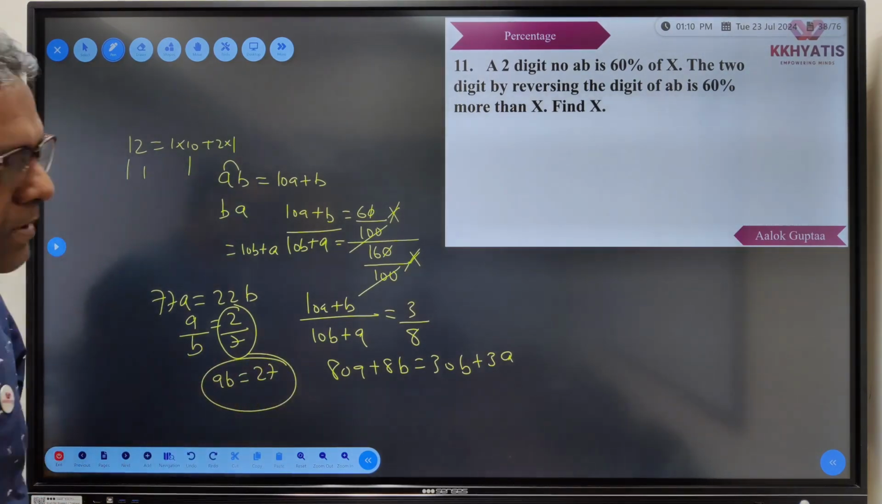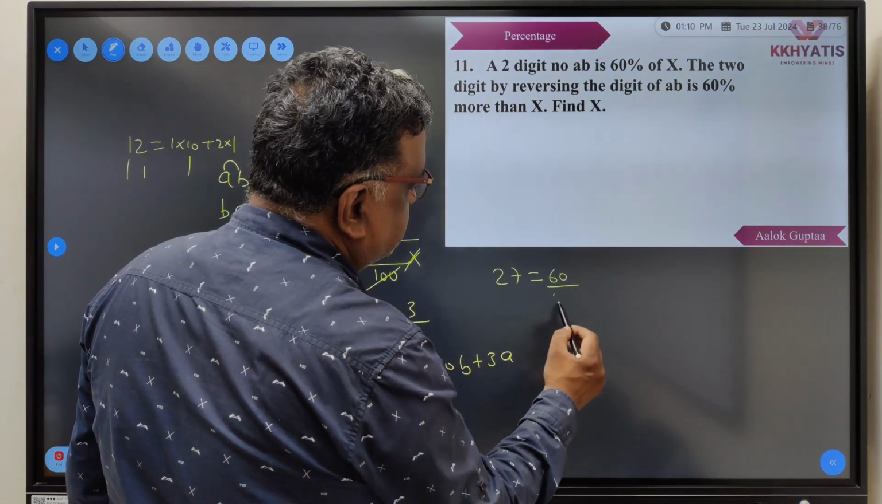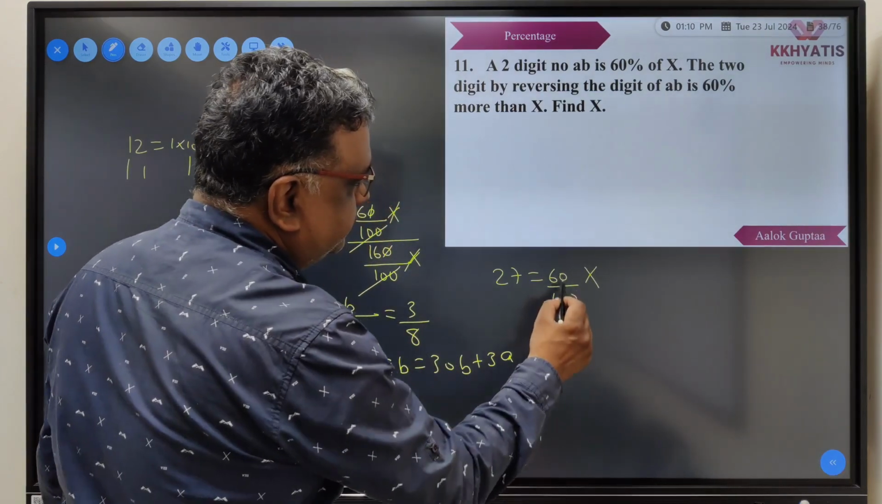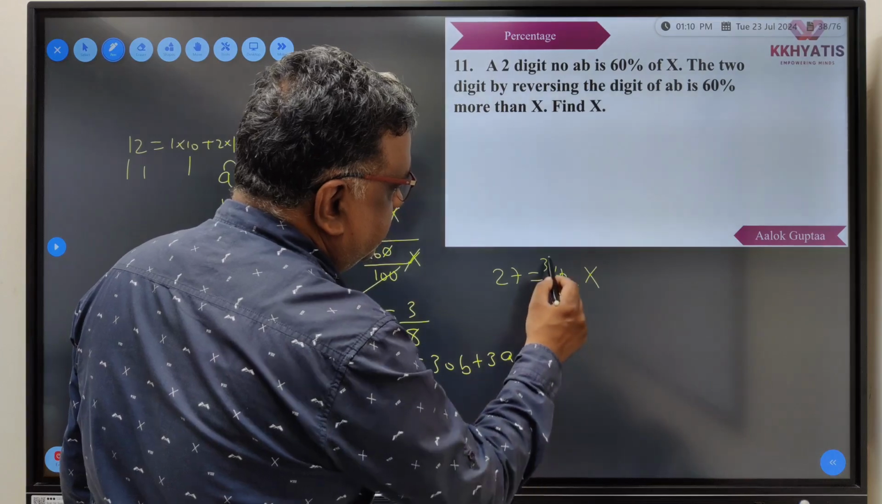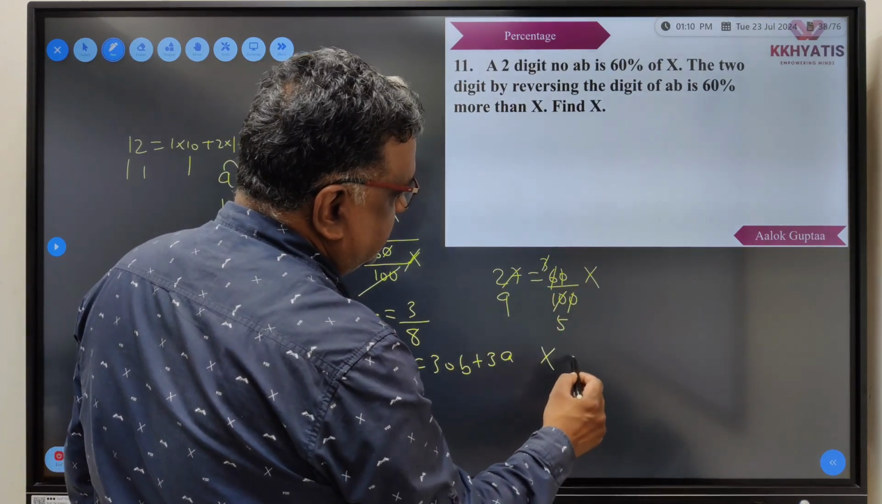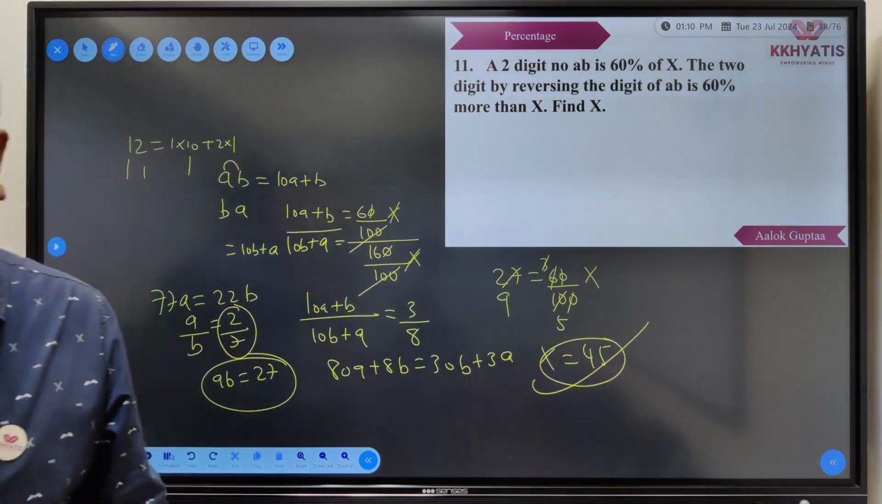Understood this concept? So if my number is 27, it is 60% of X. I have to find X, right? 3 by 5, 9. So X is 9 into 5, 45. So the answer is 45. Absolutely clear.